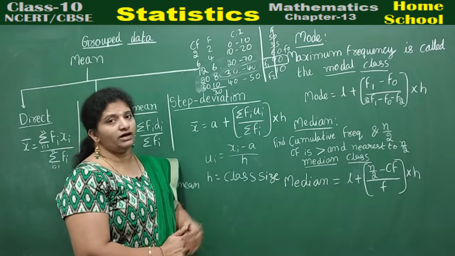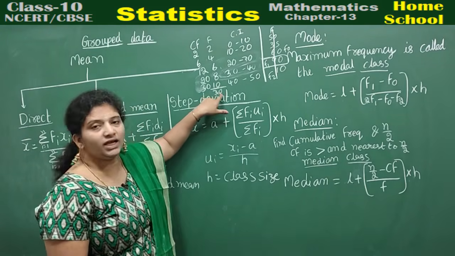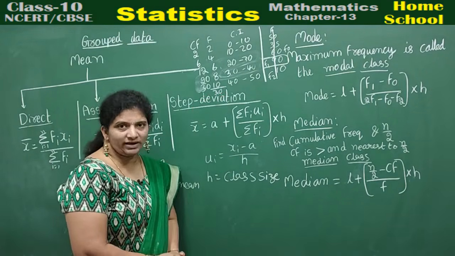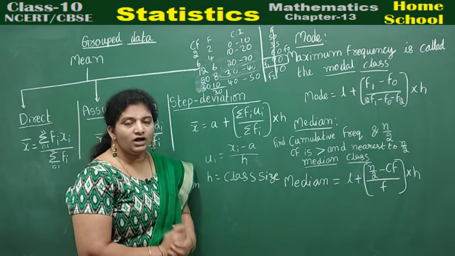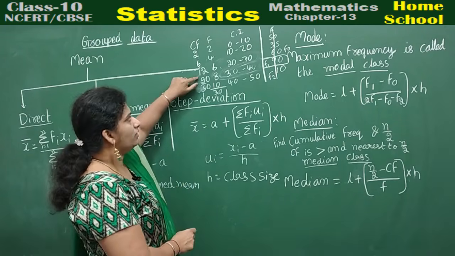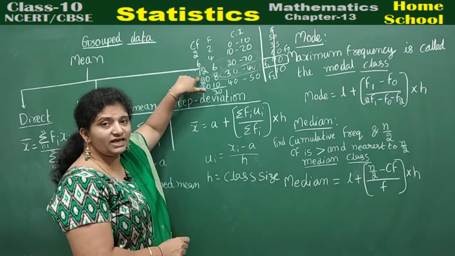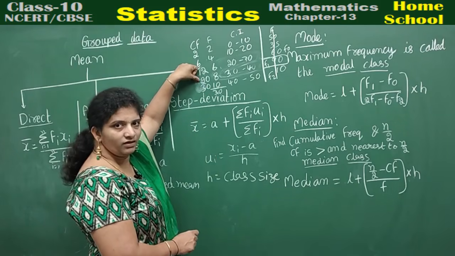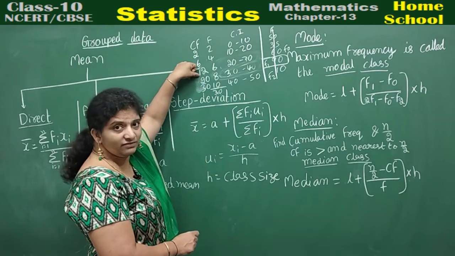Always observe n by 2. Here n is 30, half is 15. In cumulative frequency, we need to observe where 15 is. Look here. The frequency 15 is after 12. Here only up to 12 it was there.